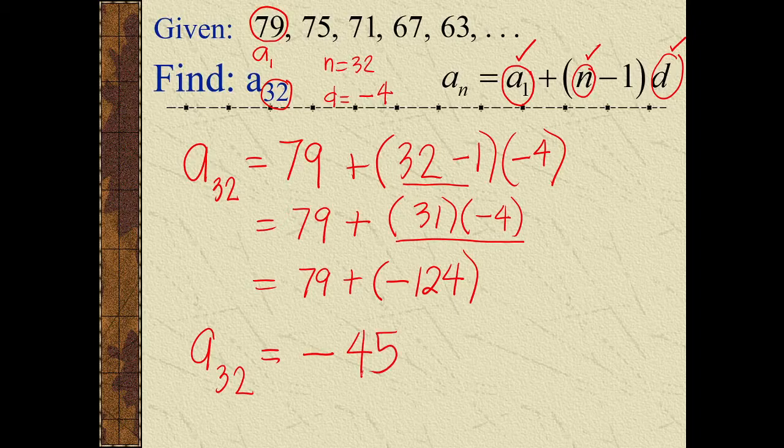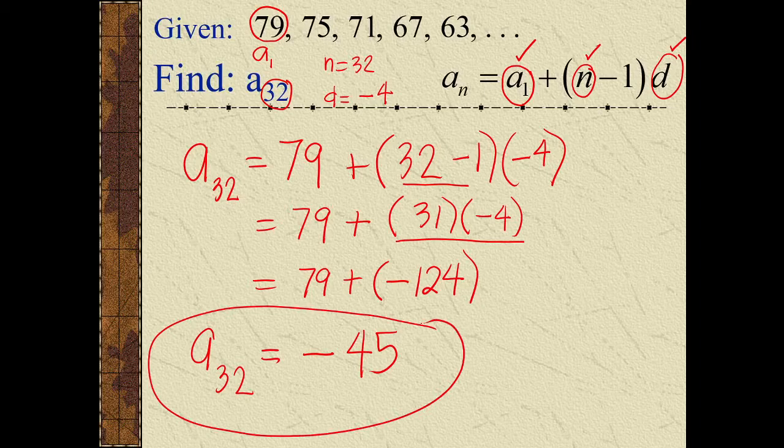Negative 45. So again, using your calculator, it will give you negative 45, right? Were you able to get negative 45? 79 minus 124 is negative 45. This is now the answer to our problem. It's simply negative 45. Are there any questions about this example? Okay, let's continue.